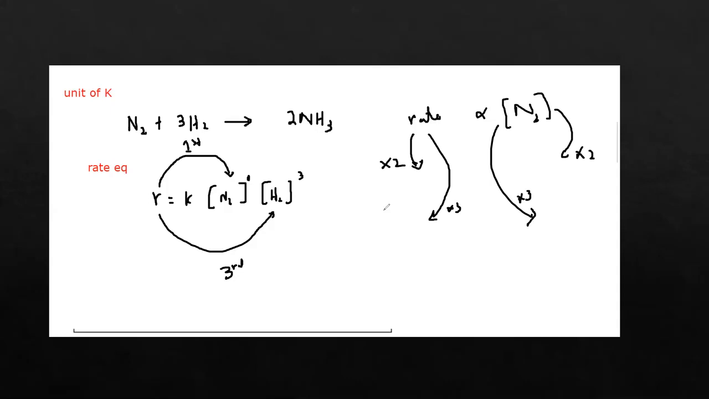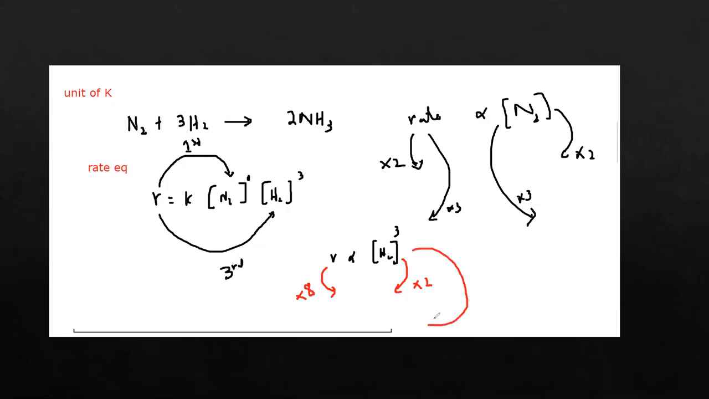And what about hydrogen? It is third order with respect to hydrogen. How do we explain this statement? If I double the amount of hydrogen, what happens to the rate? The rate will increase by 2 raised to power 3. So 2 raised to power 3 is 8. So the rate will increase by 8 times.